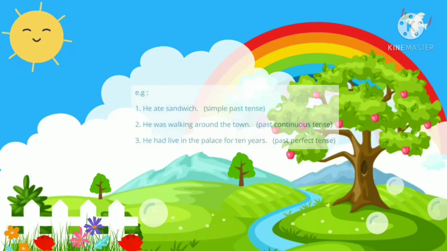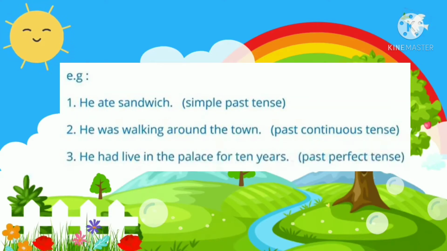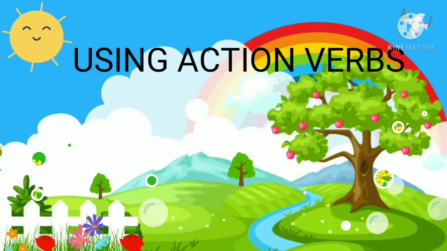For example, the first sentence is "He ate a sandwich." It uses simple past tense. "He was walking around the town" uses past continuous tense, and "he had lived in the palace for 10 years" uses past perfect tense.